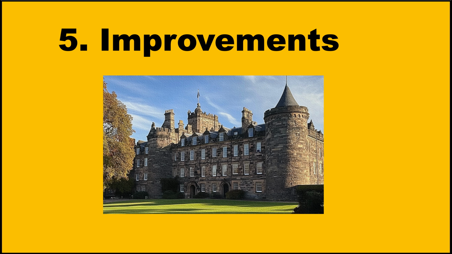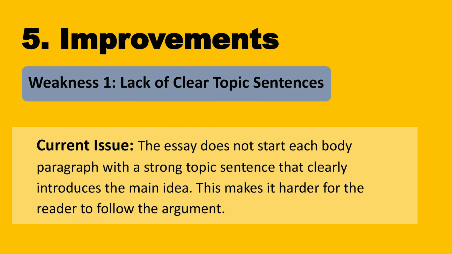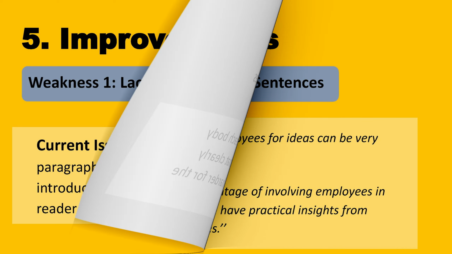5. Improvements. While the essay is well structured and covers all required aspects, there are several areas for improvement to achieve a higher score. Below are suggestions along with examples. 1. Lack of clear topic sentences. Current issue. The essay does not start each body paragraph with a strong topic sentence that clearly introduces the main idea. This makes it harder for the reader to follow the argument.